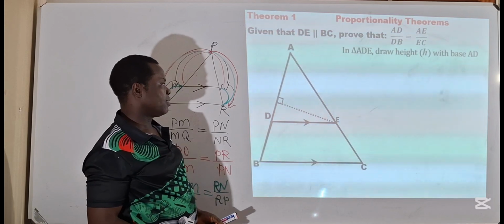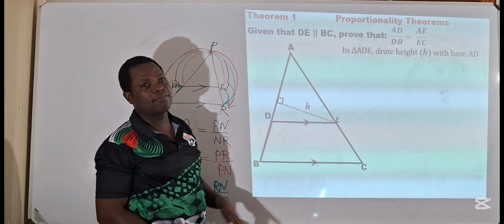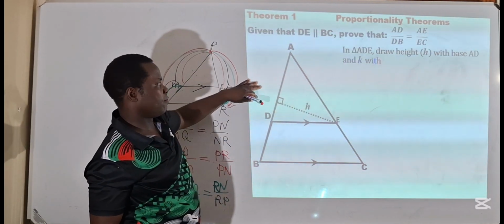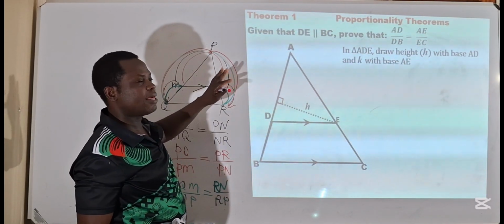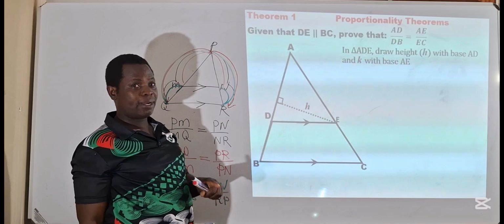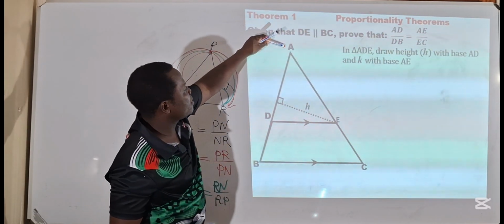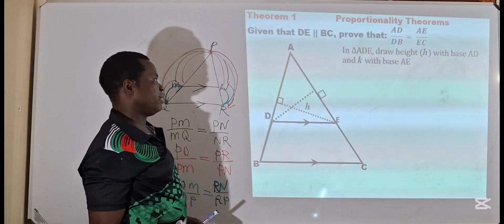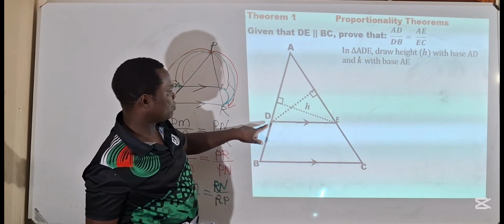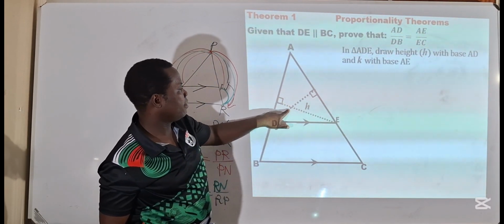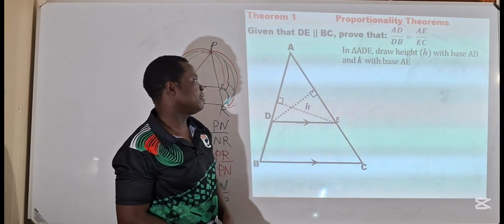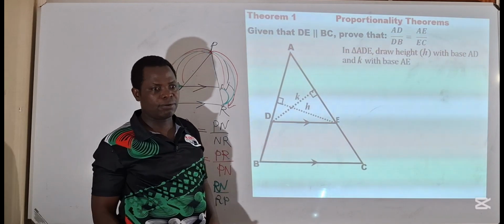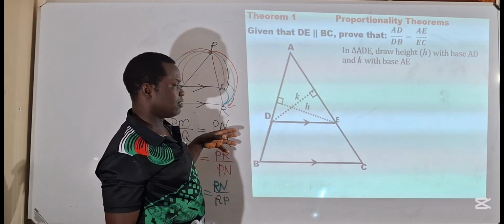triangle. You label that one any variable of your choice. I have labeled mine H. Then in the same triangle, you draw the height again, but this time around, you must use the side from A to D as the base. So that means I'm going to draw from point D a line perpendicular to line AE, and that is the height of the triangle, and label that one with a different variable. So that is the construction that you must do.